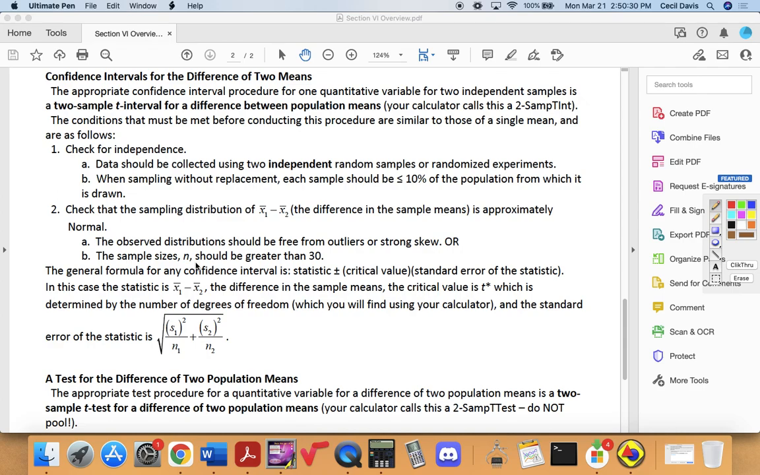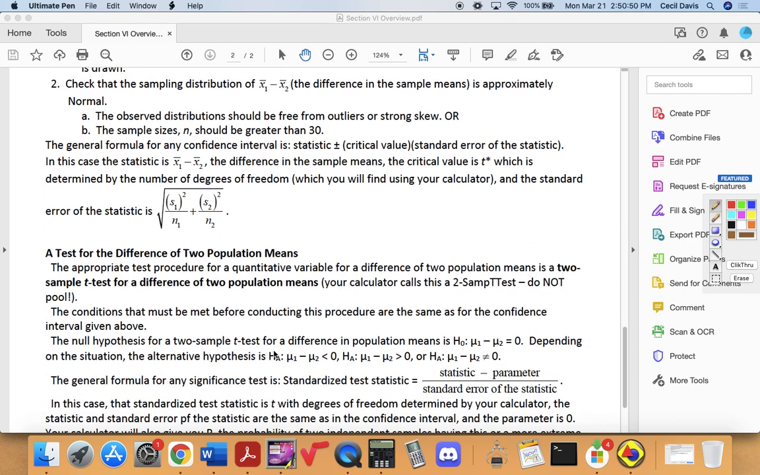One or the other. Your book doesn't really talk much about the sample sizes being larger than 30. I get the impression that they don't like that very much. But, I mean, this is word for word out of the College Board material. And basically the other stuff is the same, except your statistic is the difference between the two sample means.